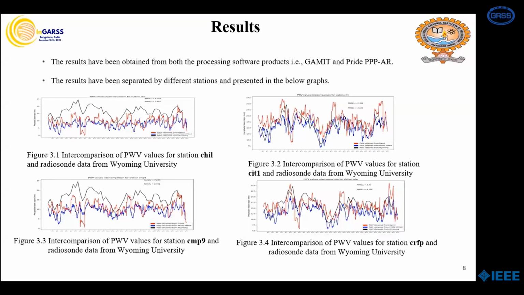This is the results section. The results have been obtained from both the processing software product GAMIT and the practical. The results have been separated by the different stations present in the graph below. The graph is showing the retrieved values of GAMIT and triple P AR.